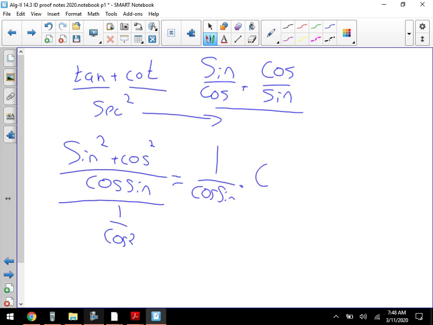Multiply out by the reciprocal. And we get what? Cosine. Oh, this should be just over 1. I'm sorry, I just got a little crazy. Cosine over sine, which is basically the same thing.